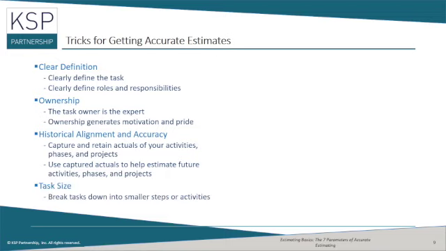Next on our list is task size. If you have an individual having difficulty coming up with an estimate for an activity, have them break the task down into smaller steps. You can use a checklist for this. You'll find your estimates become much more accurate.